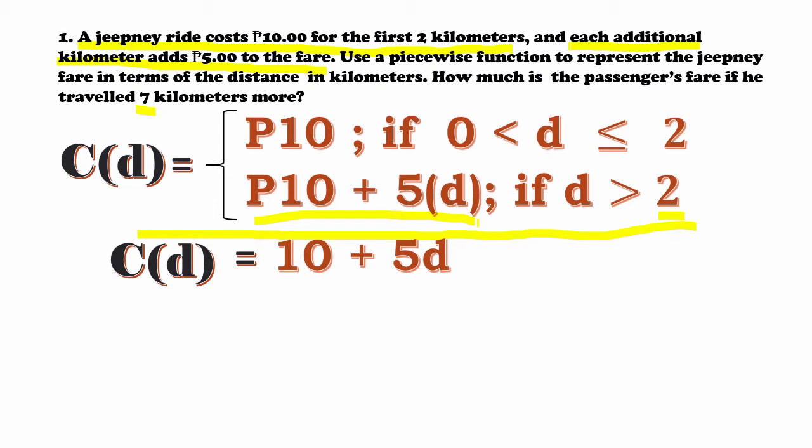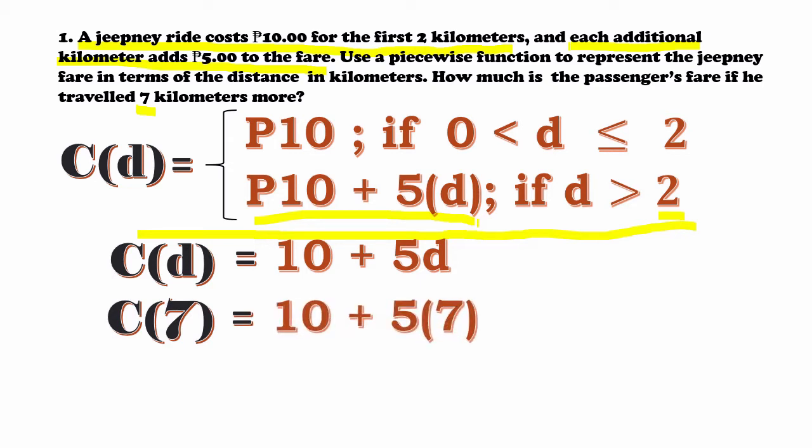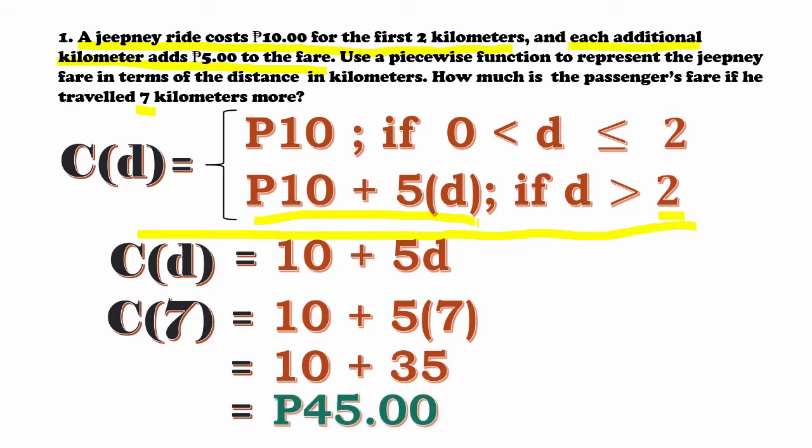So in this case, since the distance traveled is 7 kilometers, therefore C of 7 is equal to 10 plus 5 times 7, which is the distance in kilometers. And therefore, it is equal to 10 plus 5 times 7 is 35. So 10 plus 35 is equal to 45 pesos. So the passenger's fare after traveling 7 kilometers is 45 pesos.